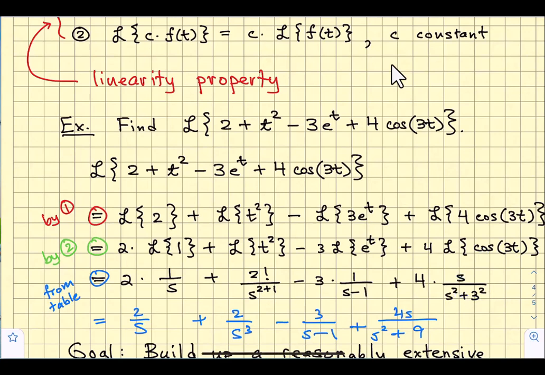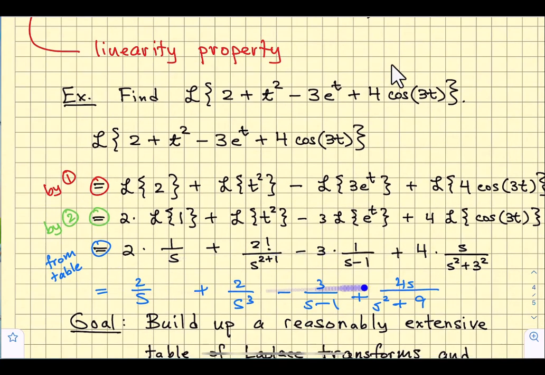So using our work from beforehand and using our table, we're able to quickly calculate these Laplace transforms. And you could leave it like this, or you could simplify it and make it look like this, or rewrite it and look like this. It makes no difference. These are just cosmetic.